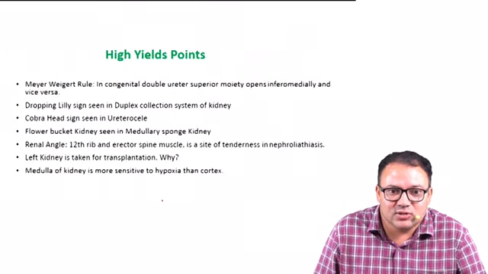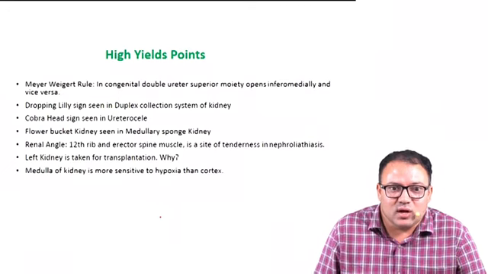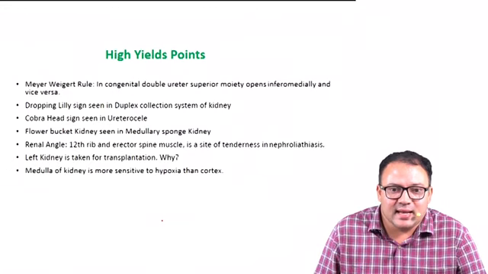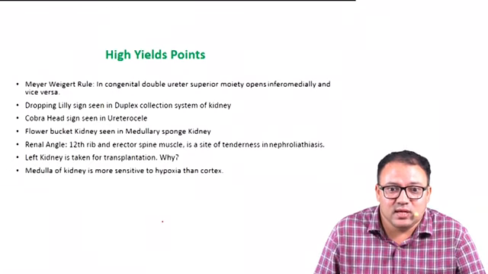Some high points I would like to talk about here. There is one rule called Meyer-Weigert rule. It says that in congenital double ureter, the superior moiety opens inferomedially and vice versa. The ureter that arises from the superior part of the kidney opens into the inferior medial part. It means when there are two ureters in a developing embryo, the ureter that starts from the superior part opens inferomedially, and the ureter that starts from the inferior part opens superomedially.